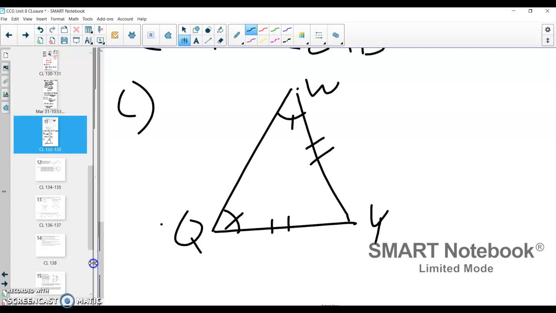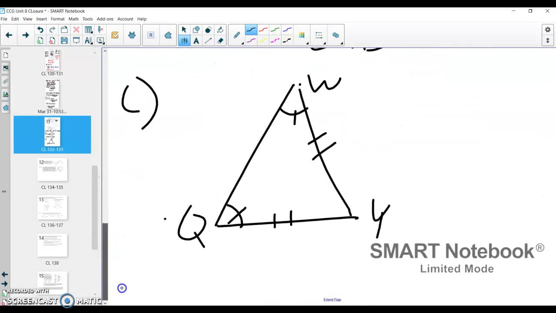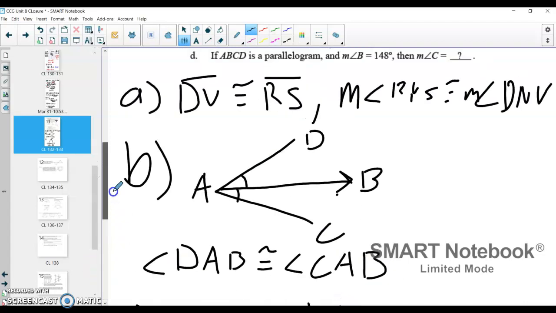So what they're looking for there is if those two angles are congruent, that means that side WY must be congruent to the side QY. And that's what they're looking for in part C.